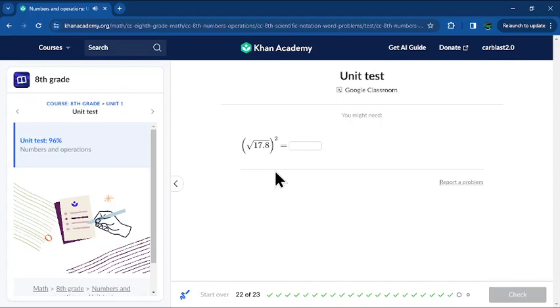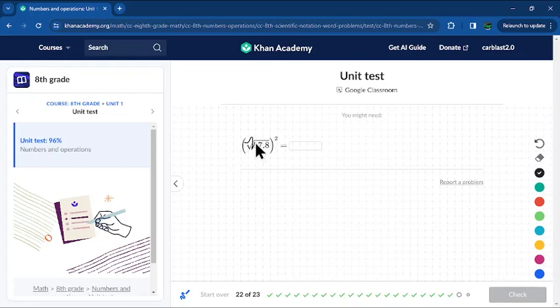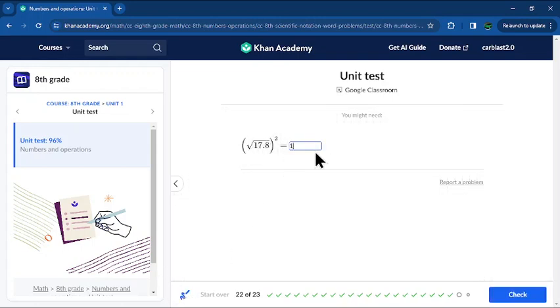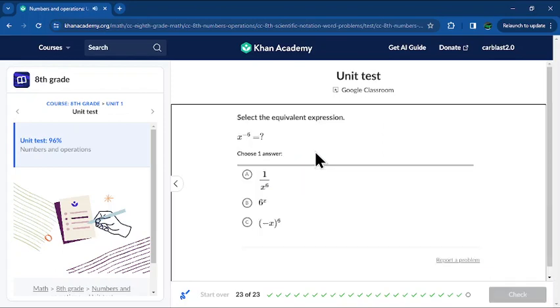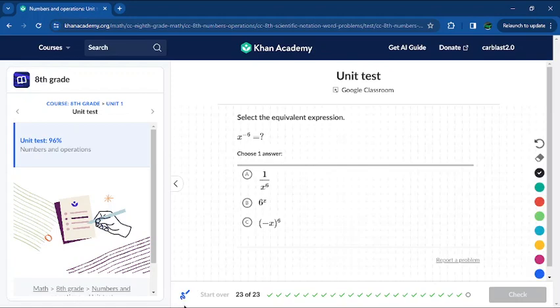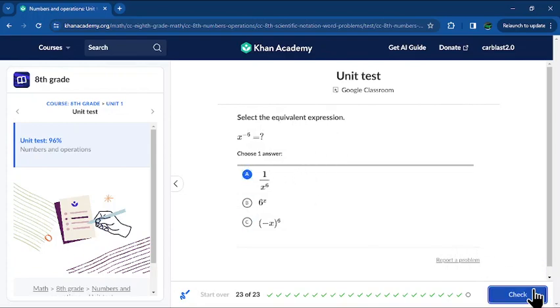And now you have the square root of 17.8 squared. Well, if you know anything about squares and square roots, they cancel each other out, so now we're left with 17.8. Then the final equation is x to the negative 6th equals what? Remember when I said any negative power is the same thing as put 1 over and then turn the negative into a positive? Well, it's just 1 over x to the 6th.